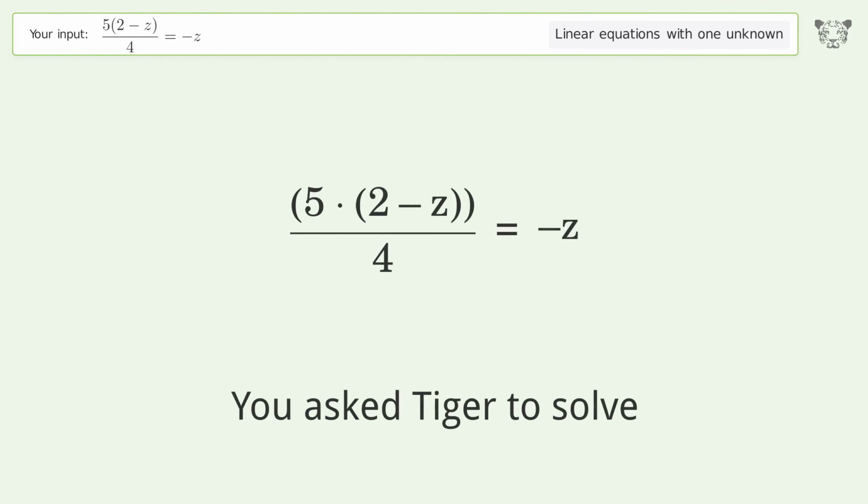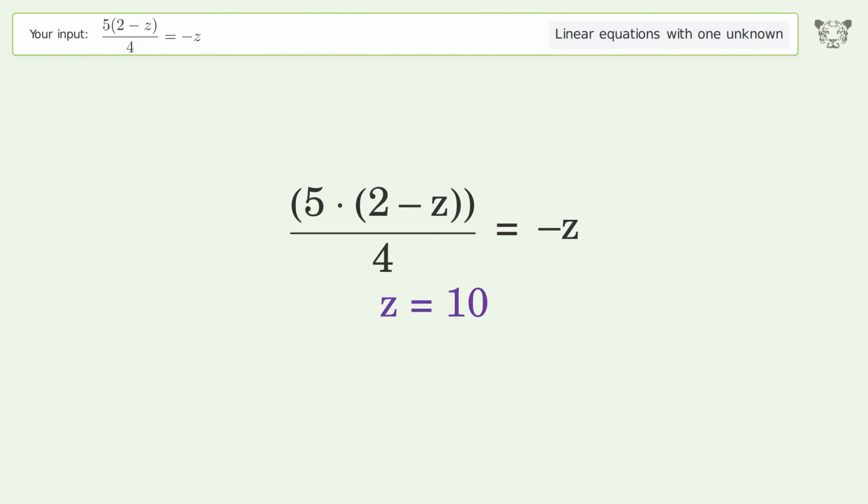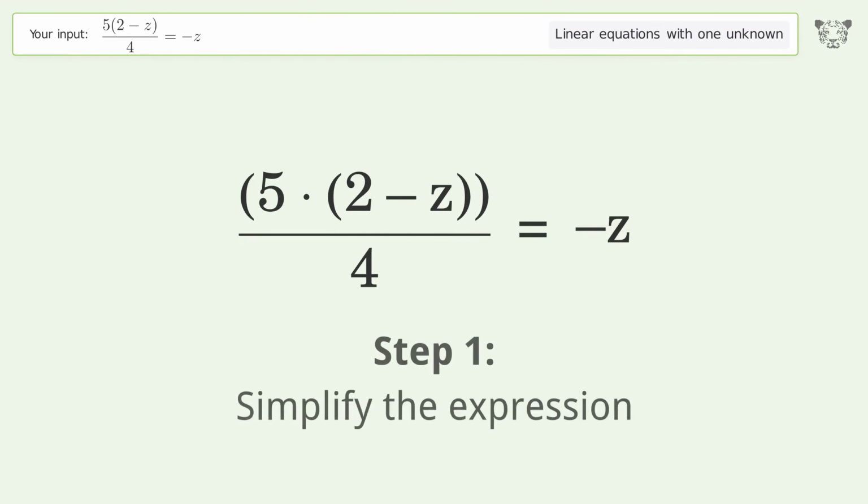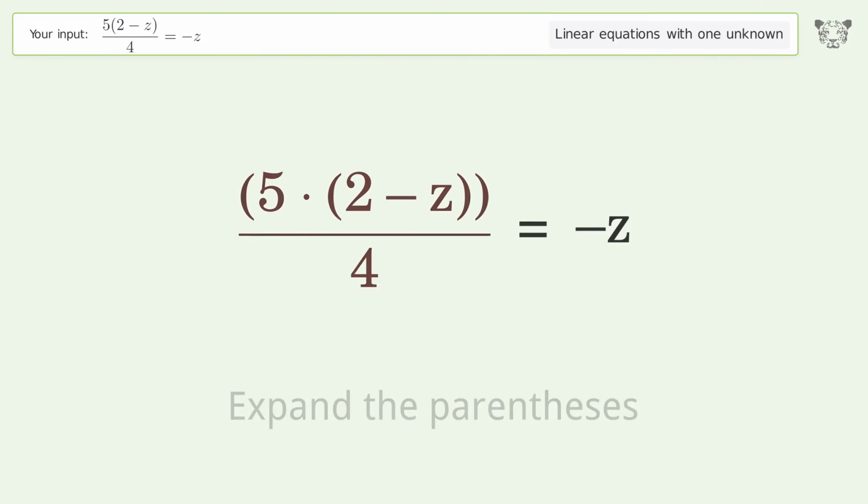You ask Tiger to solve. This deals with linear equations with one unknown. The final result is z equals 10. Let's solve it step by step. Simplify the expression. Expand the parentheses.